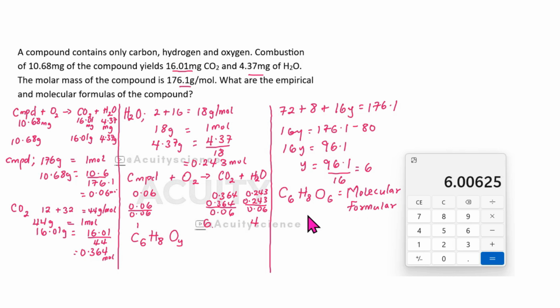And our empirical formula is just a ratio. So let's go to the lowest possible ratio with whole numbers. If I divide through by the lowest number, we'll have decimals, so I'll divide through by 2. 6 divided by 2 is 3, 8 divided by 2 is 4, 6 divided by 2, 3 again. So this is our empirical formula, C3H4O3.